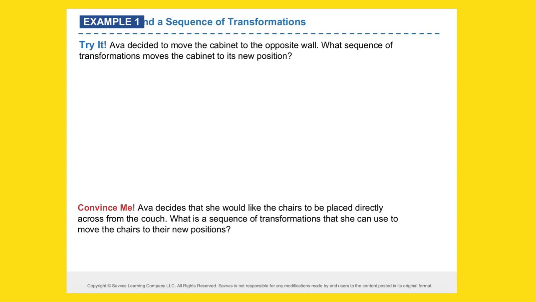This is the try it on page 328. Ava decided to move the cabinet to the opposite wall. What sequence of transformations moves the cabinet to its new position? All right, I want you to go ahead and try this. Keep in mind that there's probably going to be more than one answer, or sometimes the steps you take don't need to be in a specific order. So if you tell me to move to the left and then up, I could still go up and to the left. So there are some variations here that allow for more than one answer. But I want you to go ahead and pause me. When you come back, I will give you one of my answers.